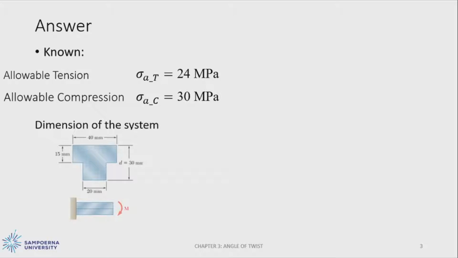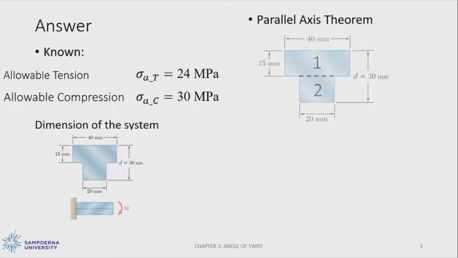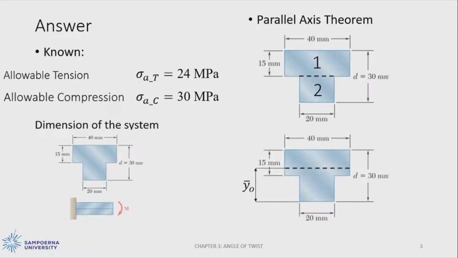The strategy that can be used to solve this kind of problem is the parallel axis theorem, where we divide the T-shaped cross-section into two different rectangles. By dividing the T-shaped cross-section, we can easily calculate the inertia for each partition. But since we need the inertia of the beam, we need to determine the centroid of the beam to apply the parallel axis theorem itself.